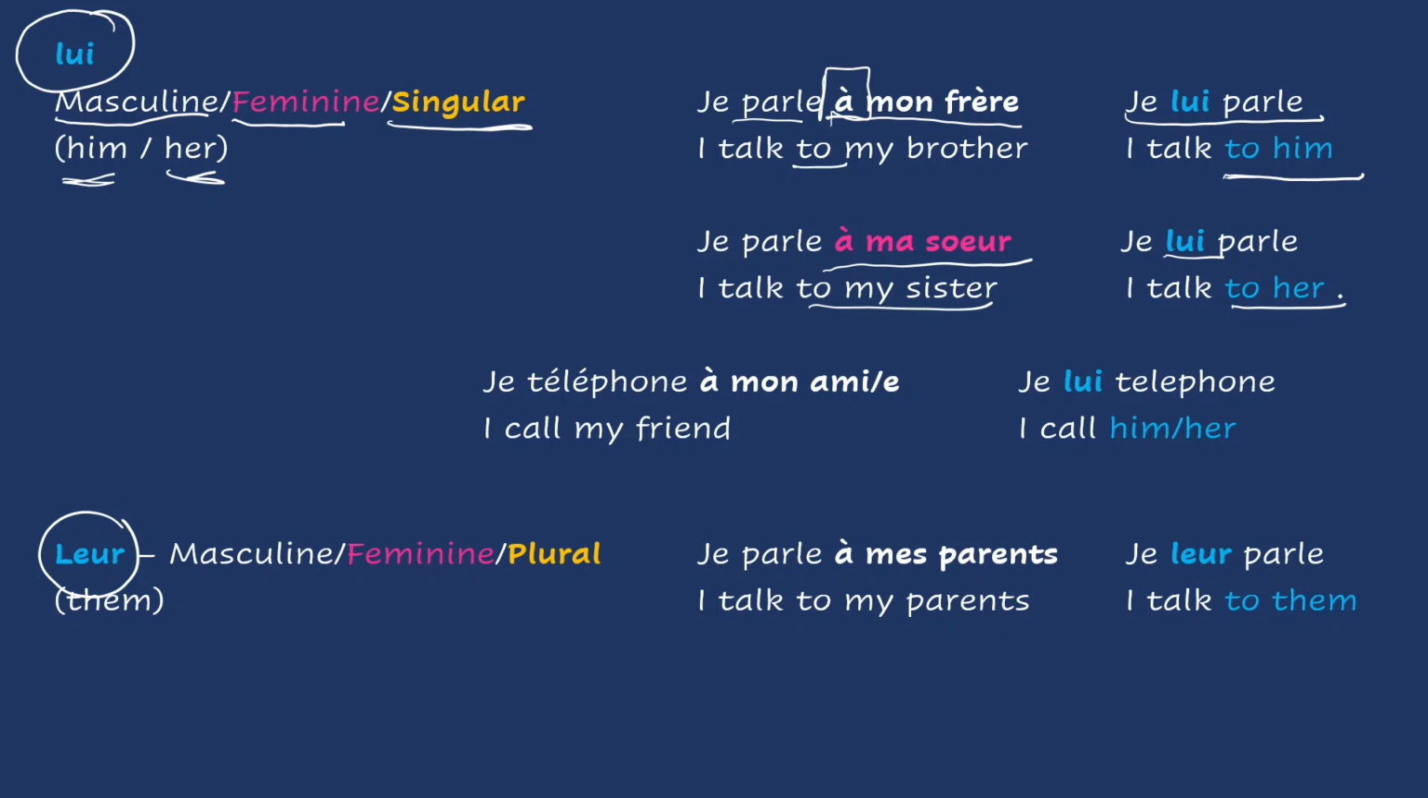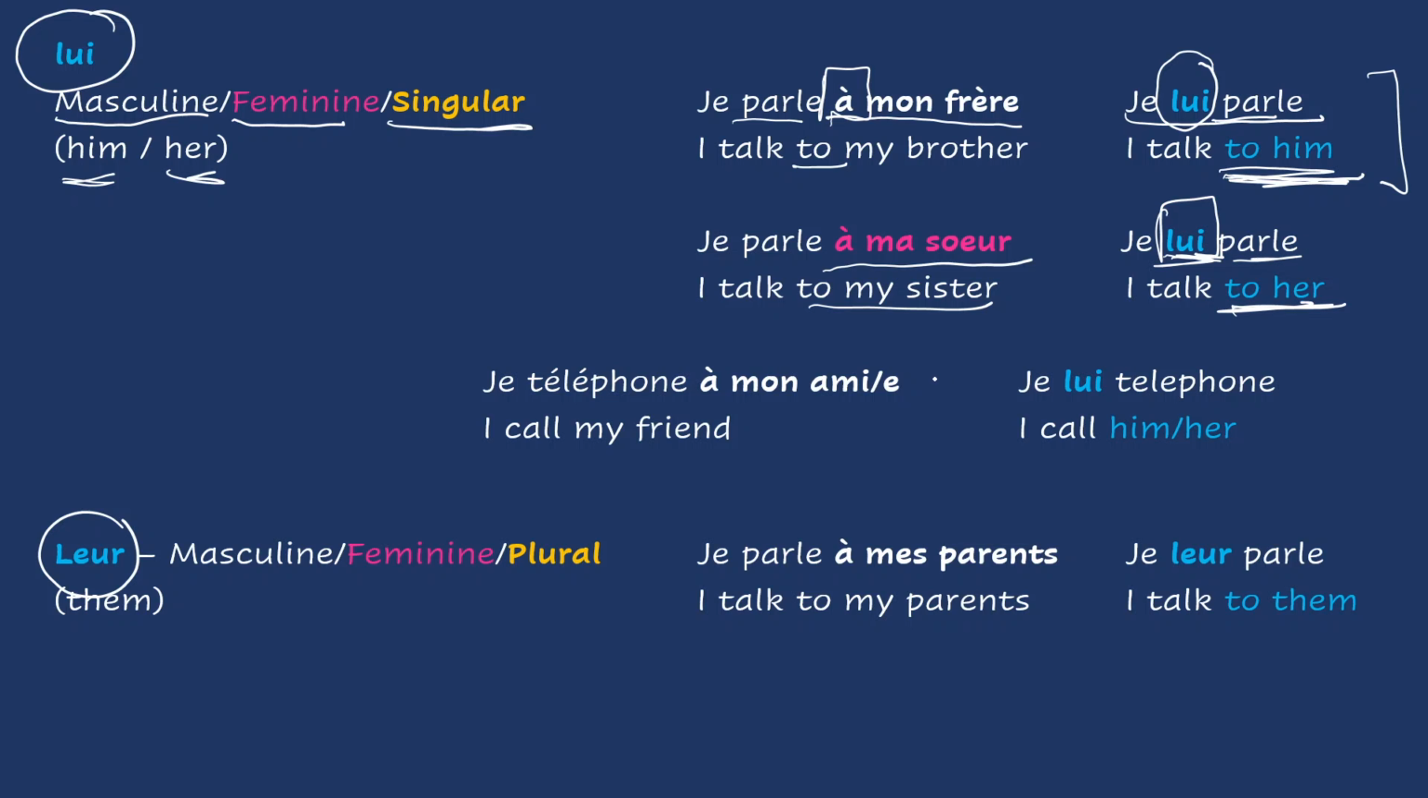What you notice here, just like with the direct object pronoun, is the difference between French and English. You will place the direct or indirect object pronoun in front of the verb. In English, it follows the verb, right? So, je parle à ma sœur, je lui parle. Same thing. The indirect object pronoun is placed just in front of the verb. In English, it's after the verb.